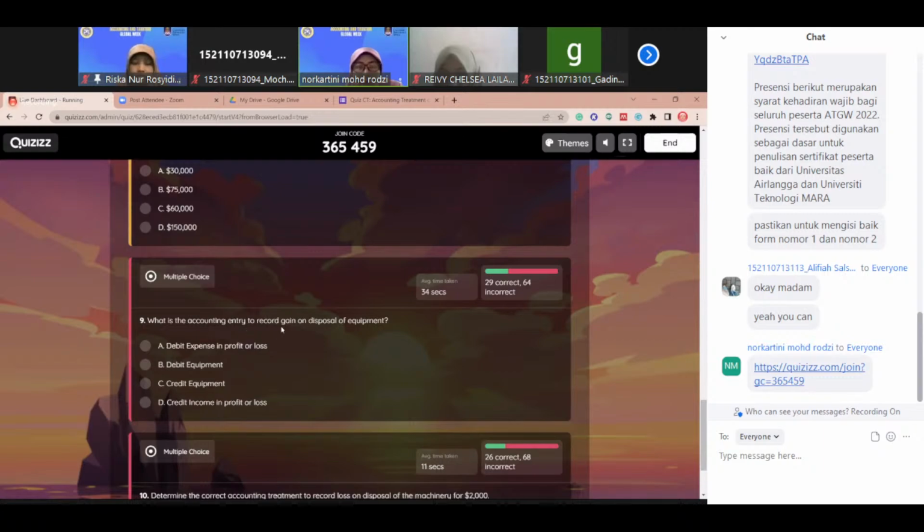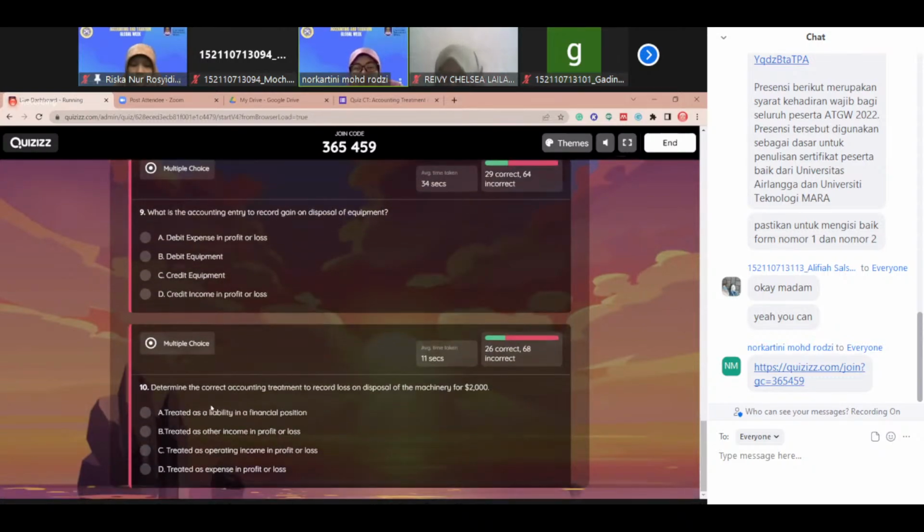Accounting entry to record gain on disposal of equipment. A, B, C, or D? D. D, yes. Credit income in profit or loss. All right. The last one. Correct accounting treatment to record loss on disposal of the machinery. D. As expense. Yeah, treated as expense in profit or loss. All right, very good. Okay.